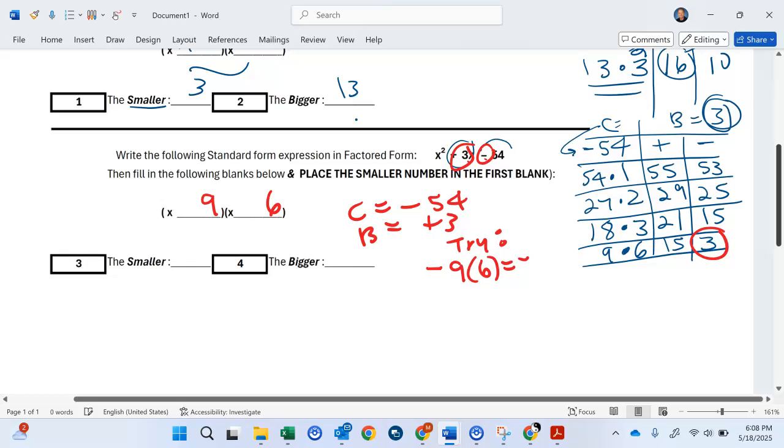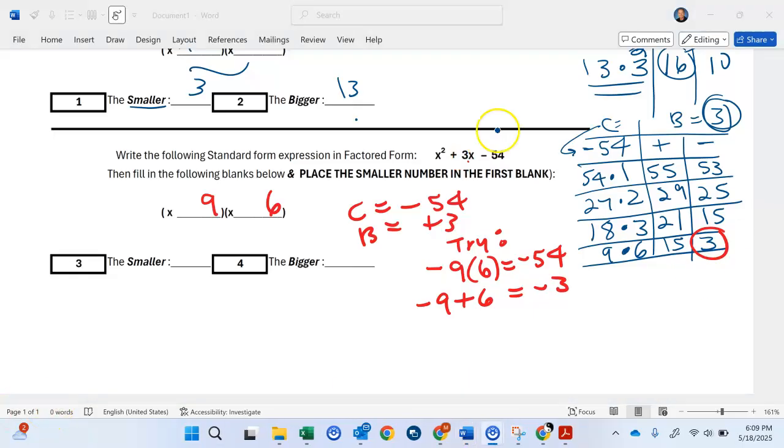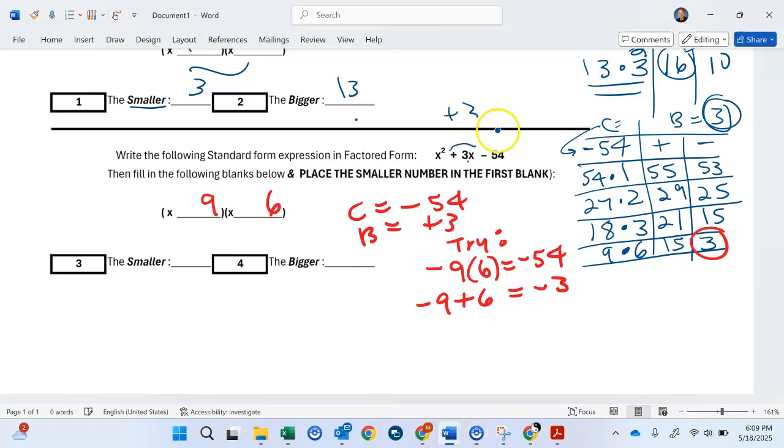We multiply, it's negative 54. But if we add negative 9 plus 6, that's equal to negative 3, but we need positive 3. Okay, again, we need positive 3. So that means that negative 9 and 6 are not correct. So let's try the other way.